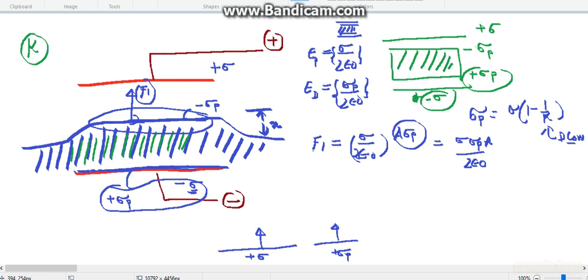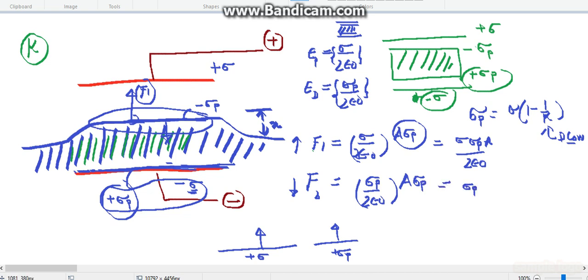Now what is the other force here? Let us take the effect of the dielectric layers on itself. The force because of the dielectric layer here, which has plus sigma p, will be downwards. So F1 is upwards, F2 is downwards, and its value is sigma p upon twice E0, the electric field, times the total charge A sigma p, which is sigma p square A upon twice E0. This is upwards, this is downwards. Now there is another force, F3.